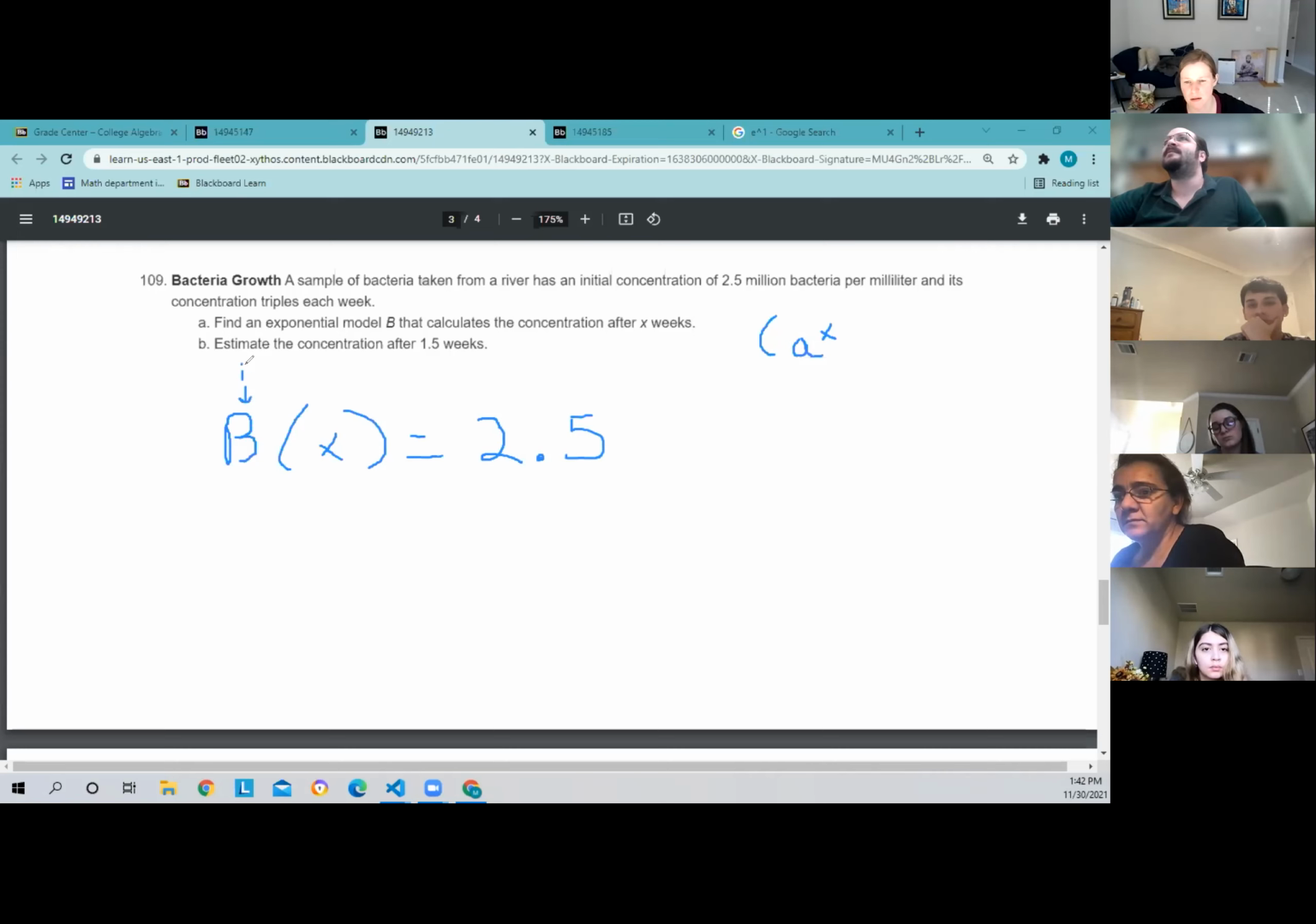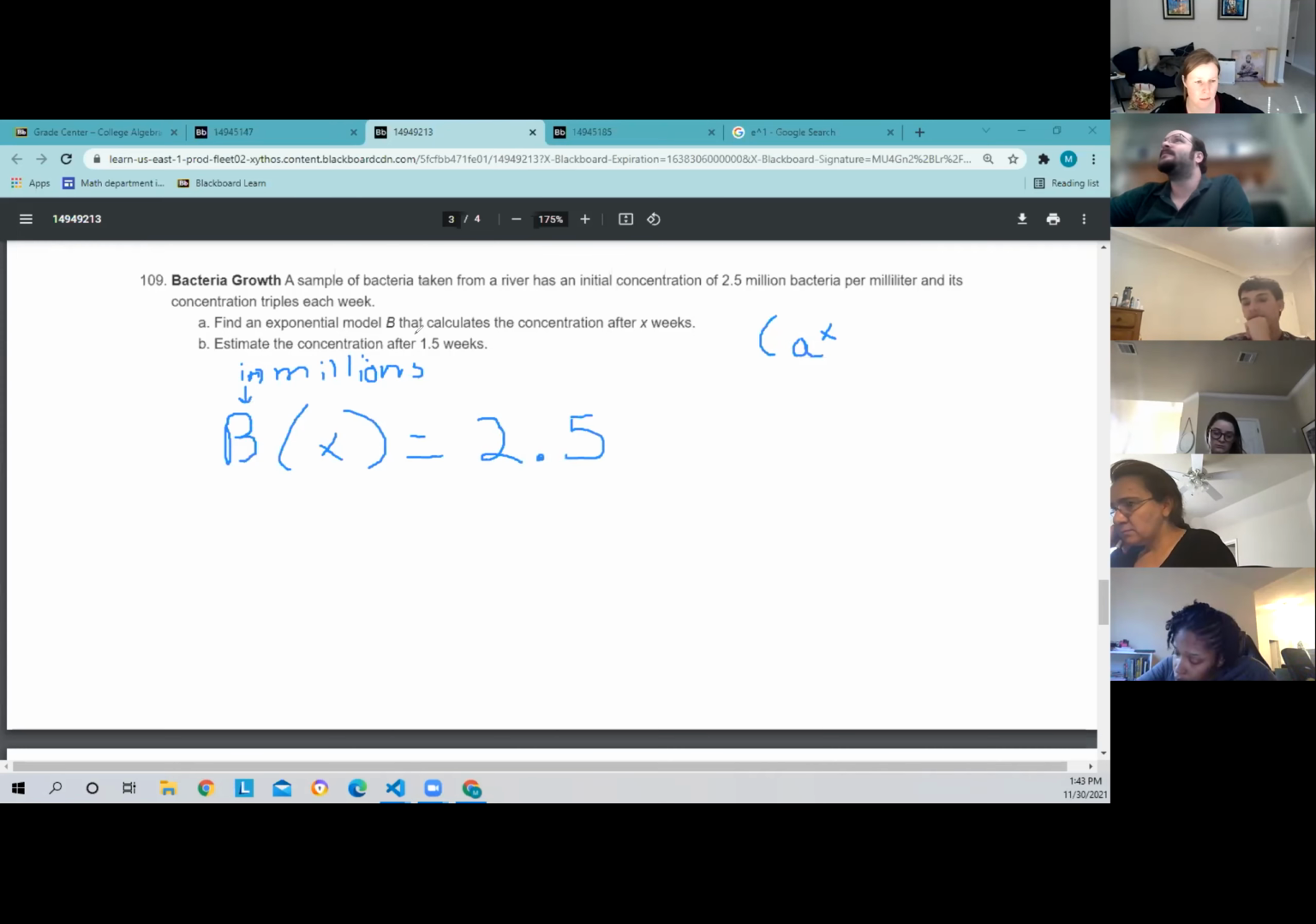If you say, does it say anywhere? Maybe if we just say that this is in millions, we don't have to put the millions in there. So it depends how you define your function. If you want to let this be the bacteria population in millions, that's probably what I would do. It doesn't say anywhere on here. So let's just do, this is in millions.